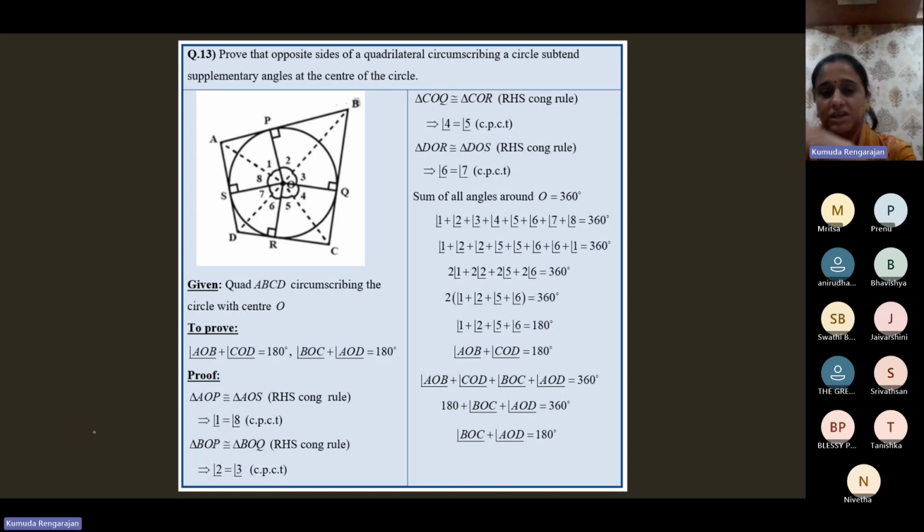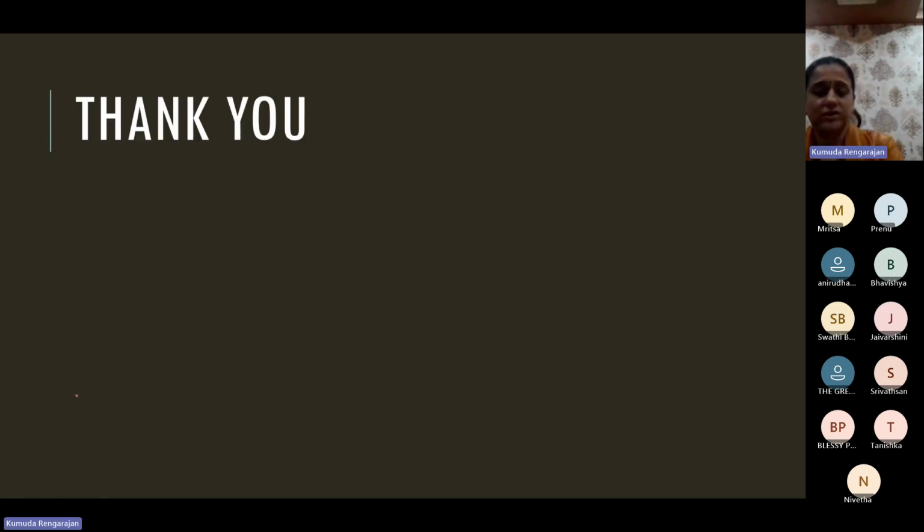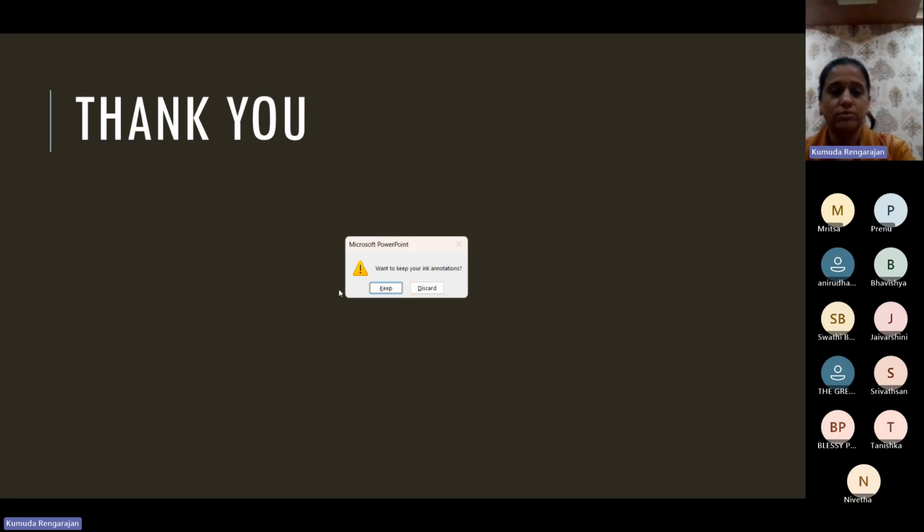The statement will be given, children. The figure will not be given. You need to understand the statement and draw the figure for yourself. Prove that the opposite sides of a quadrilateral circumscribing a circle subtend supplementary angles at the center. With that, we come to the end of NCERT. Now over to extra problems.